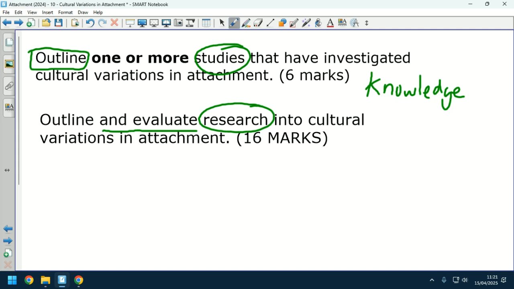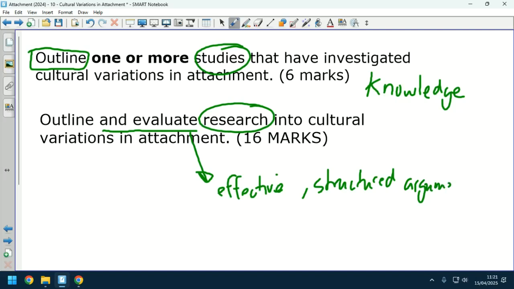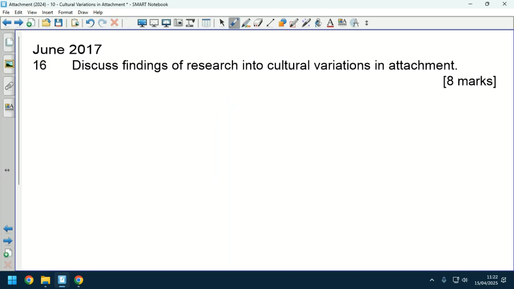And so therefore, the outline part of this particular essay will pretty much resemble the 6-mark knowledge question that we have here. But when we come to evaluation, we need to consider this idea of effective. So therefore, we're looking at a structured argument. And that is, of course, the PEEL paragraphs or PEE paragraphs that you would have looked at before. Now, the last slide is just this specific question from 2017.